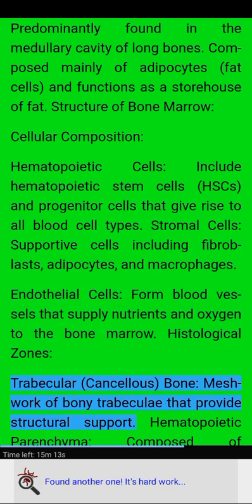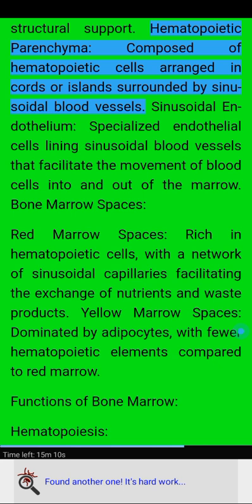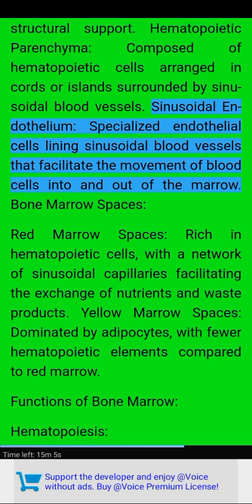Histological zones. Trabecular (cancellous) bone: a meshwork of bony trabeculae that provides structural support. Hematopoietic parenchyma: composed of hematopoietic cells arranged in cords or islands surrounded by sinusoidal blood vessels. Sinusoidal endothelium: specialized endothelial cells lining sinusoidal blood vessels that facilitate the movement of blood cells into and out of the marrow.